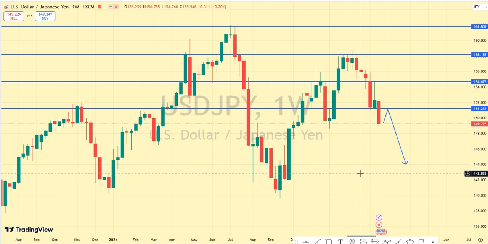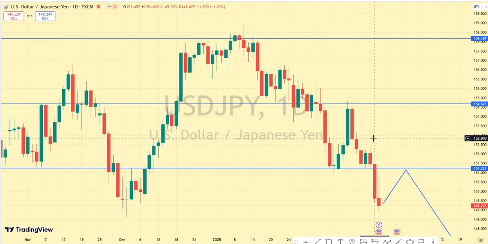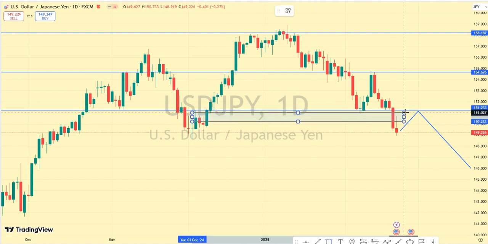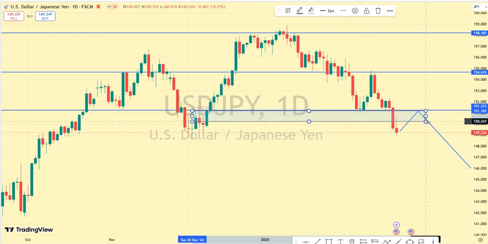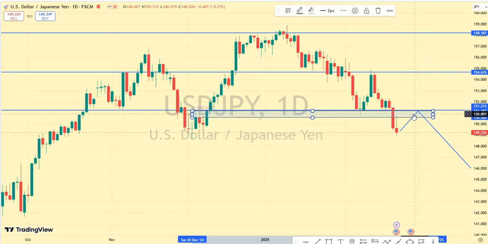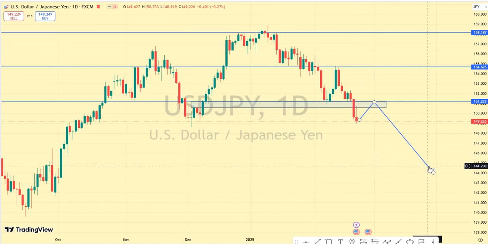So let's look at our daily chart. On the daily chart, we have a downtrend structure. So long as we have this downtrend structure, we'll be looking for price to come to this zone for us to look at our selling scenario. So we wait for price to come to this resistance level, then we'll look for a sell opportunity to the downside for the USDJPY. So USDJPY will be one of our best setups this week.